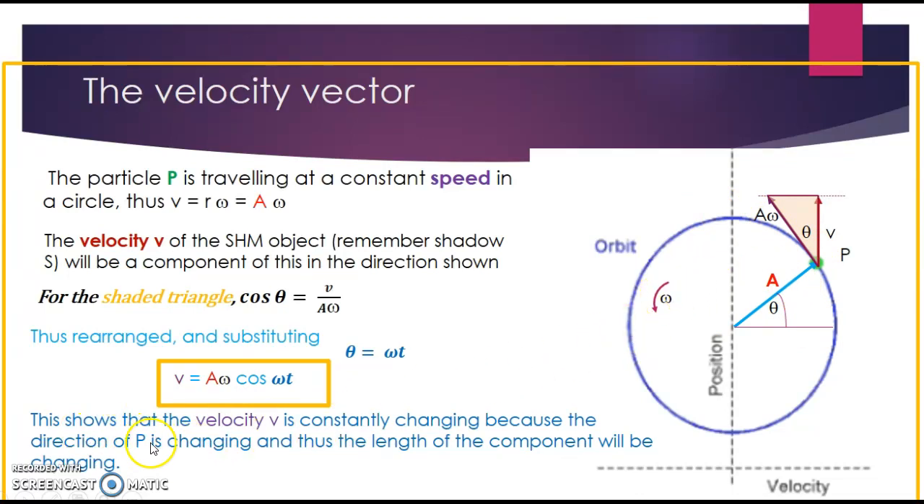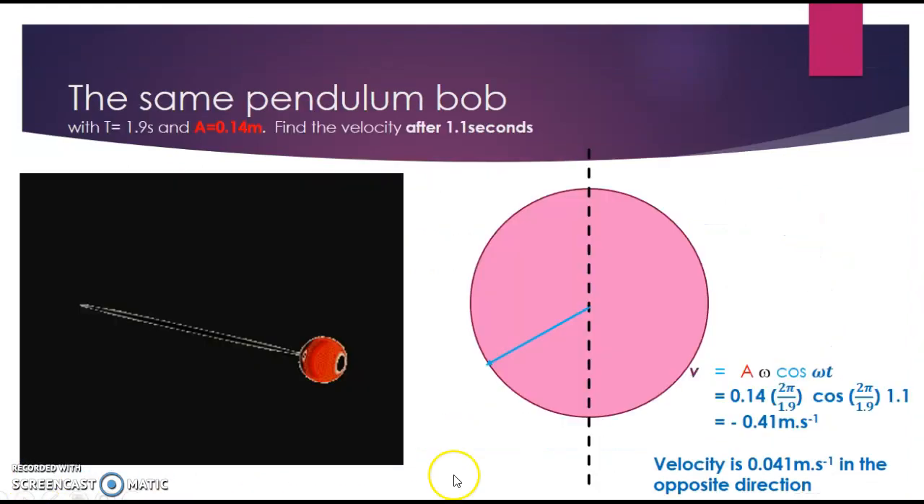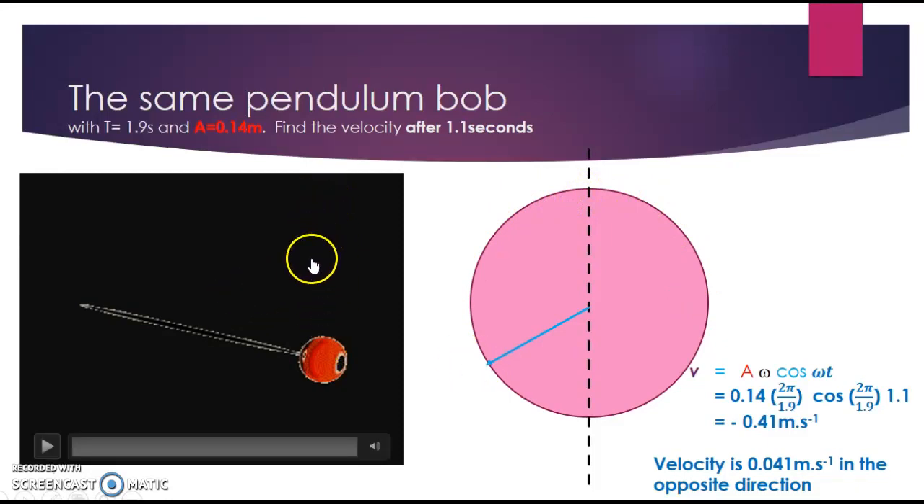Because the direction of p is changing constantly, the length of this component will change constantly as it goes around the circle. To look at an example, we take the same pendulum. I remind you, it started off over here at equilibrium. It moved to one side, and then the corresponding phasor went up to one side and back down. Remember, I've turned it on its side, and it's heading towards the left, in other words, in my turned diagram, downwards.